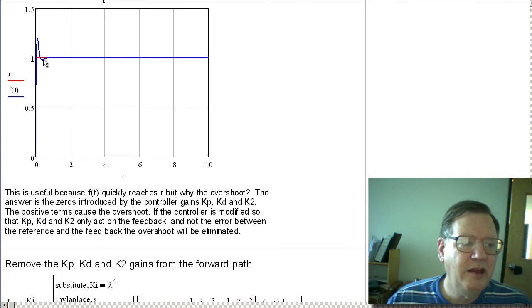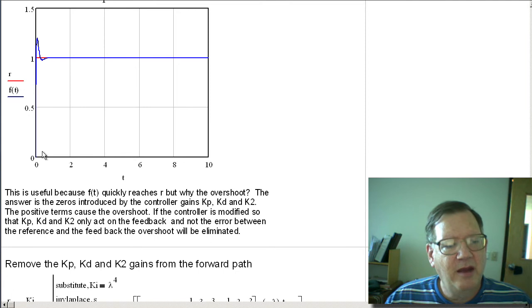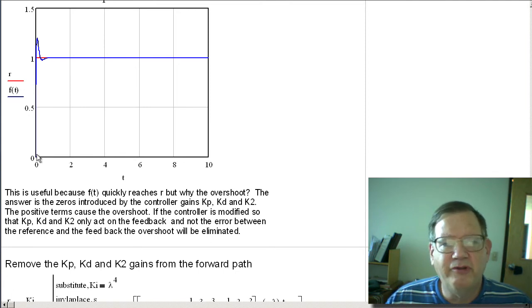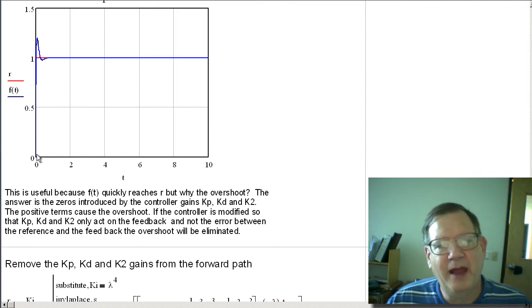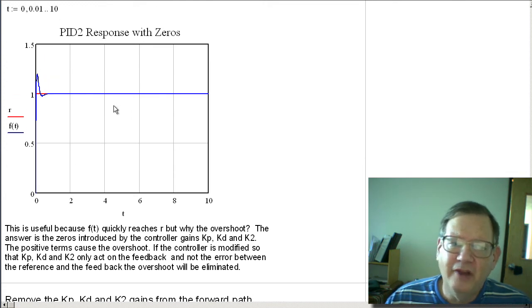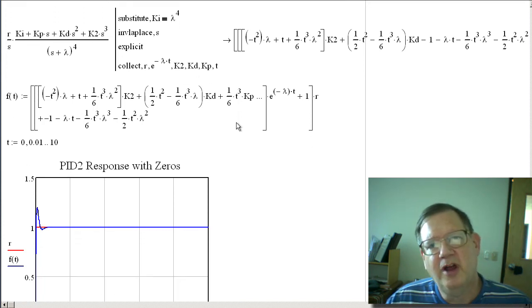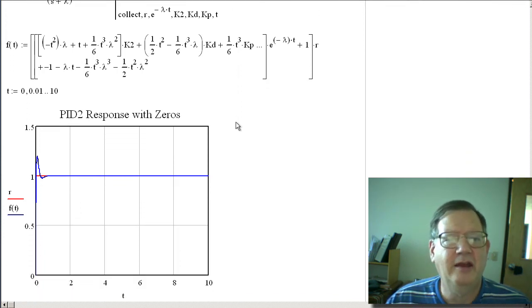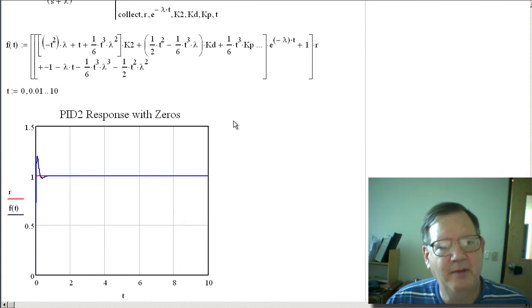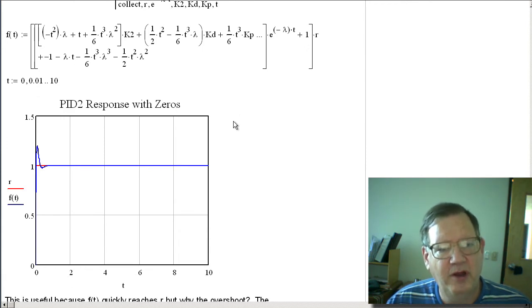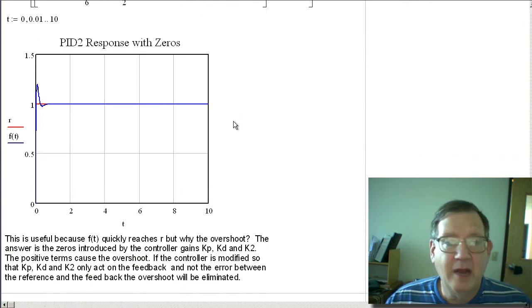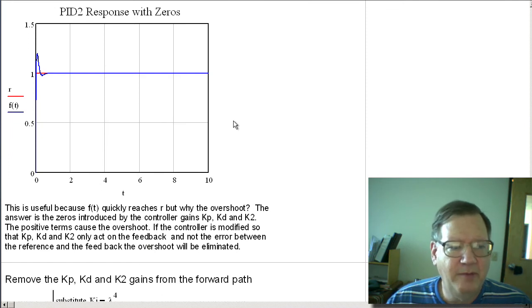So you can see that there's a little bit of overshoot here, and you would expect with four poles it would act like a low-pass filter. But because we used a PID, we have zeros. And the zeros will cause overshoot too. And you've got to be careful about where the zeros happen to be.